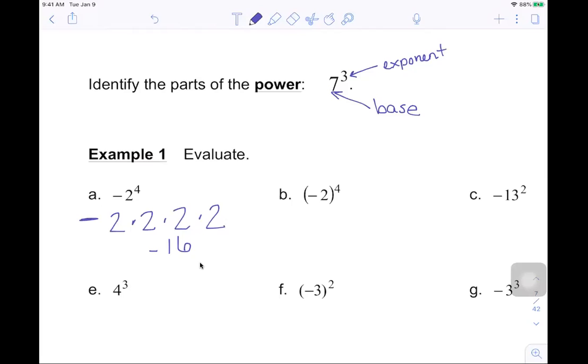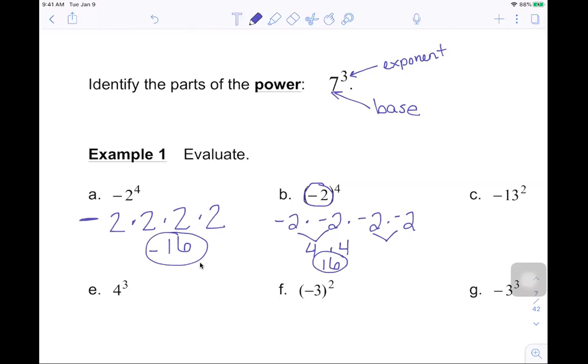For letter B, we're taking the whole number -2 and multiplying it together 4 times. So we're taking -2 times -2 times -2 times -2. So you can see the difference with the way I would write it out. And when I do that, -2 times -2 is 4, because a negative times a negative makes a positive. And that's how we get a positive 16.